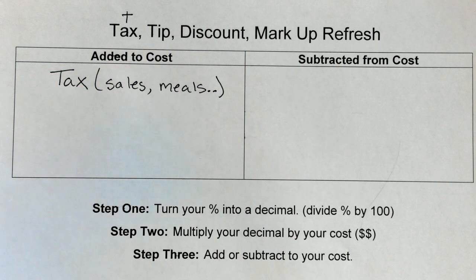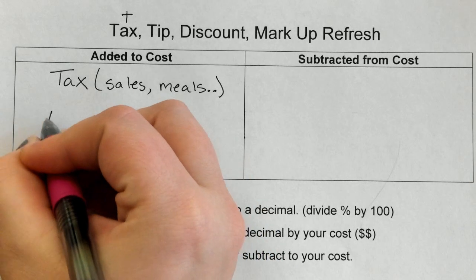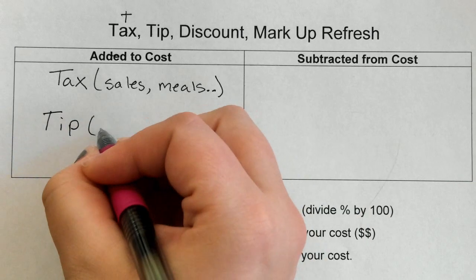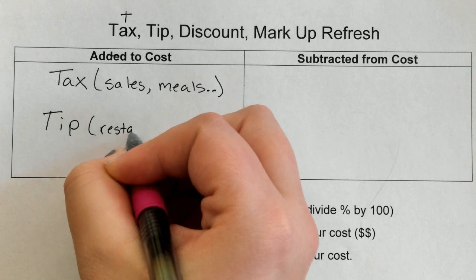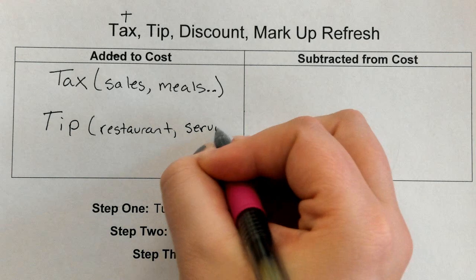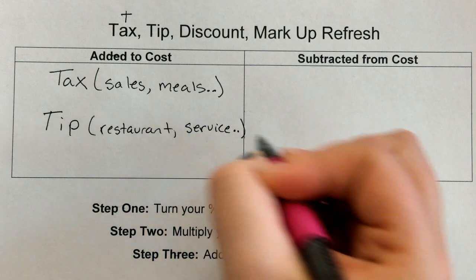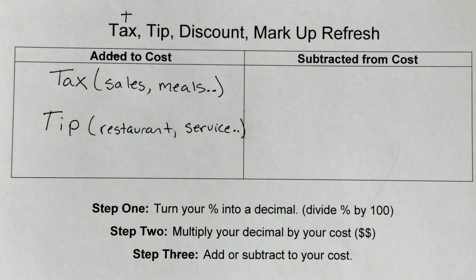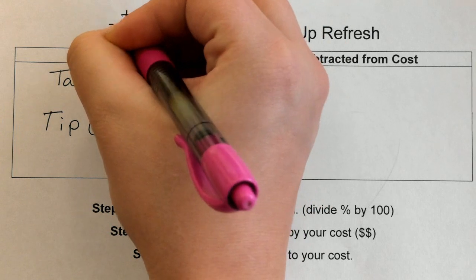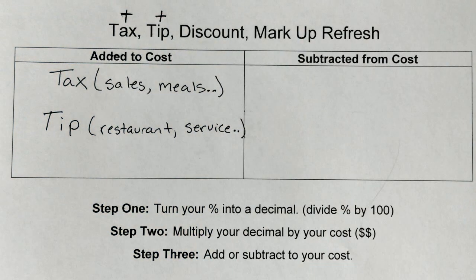What about tip? If you said that tip is added, you are also correct. Tip is something that is added to our cost. A lot of times this happens at restaurants, or this could be if someone does you a service, like if someone cuts your hair or does your nails for you. Those would be examples of services. So tip is also something that we add, that is plus.